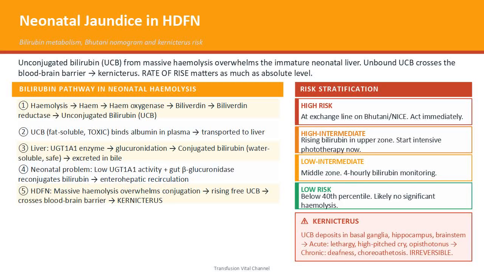UGT1A1 enzyme activity is low in the newborn, which matures gradually over the first week of life. Second is the enterohepatic recirculation. Intestinal beta-glucuronidase deconjugates the bilirubin back to the unconjugated form, amplified in neonates not feeding well or with delayed meconium passage. There is one Bhutani nomogram. So an HDFN baby should always be classified as high risk. Use the lowest applicable threshold line on the NICE or the AAP chart.